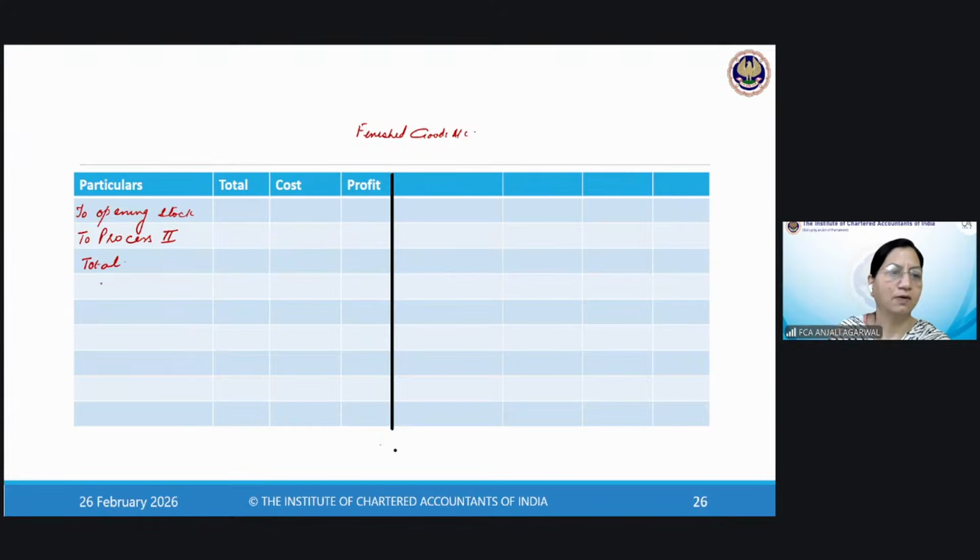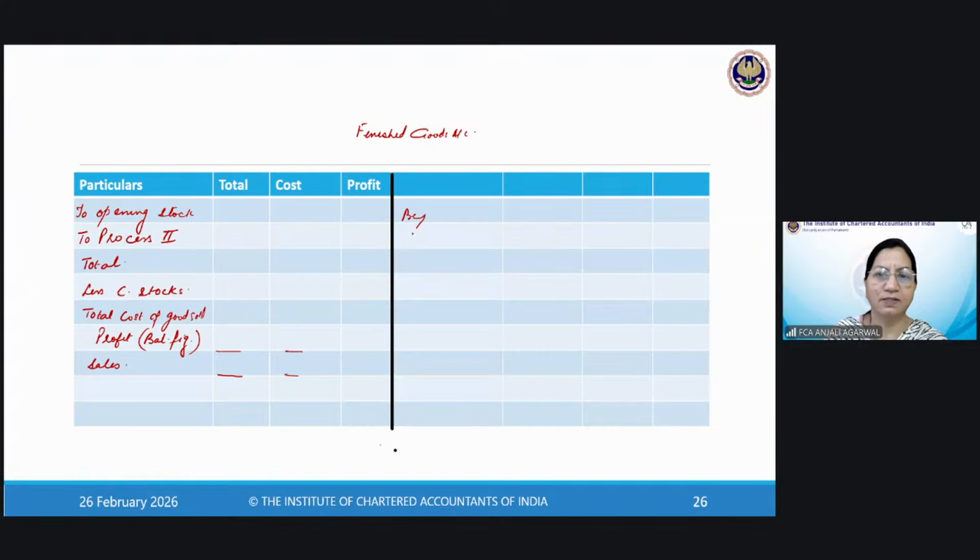Total, less closing stocks, total cost of goods sold, sales, and profit here will be the balancing figure, because it is not said what profit you are charging on cost. The sales figure is given, so sales will be mentioned here. You can also write "by sales" here.